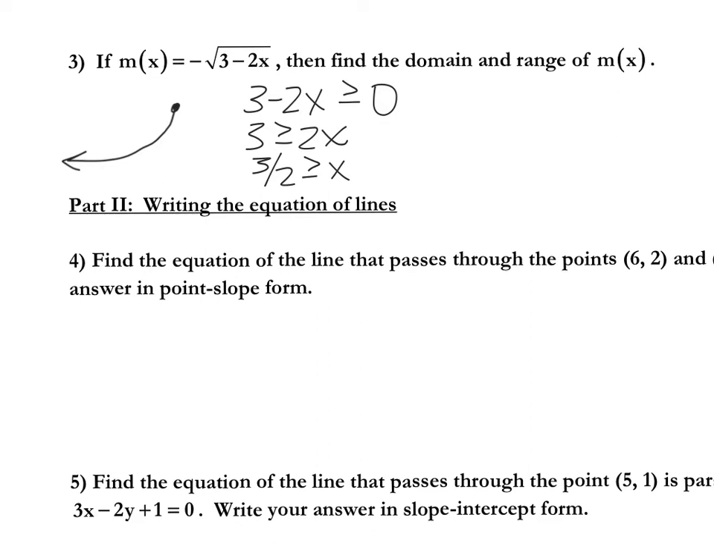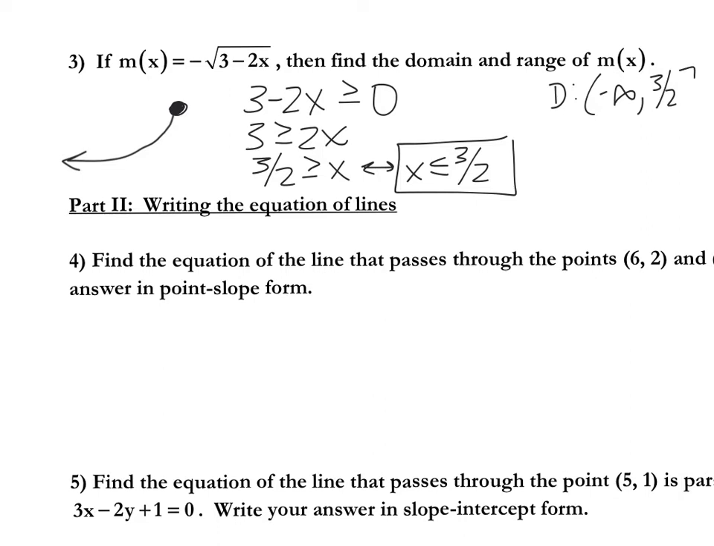And remember your inequalities. Doesn't this mean that x is less than or equal to 3 over 2? This means the same thing, but it's written in a different way. This is our domain. That means that this x value right here is 3 over 2, and it goes to the left forever. So I think that means that the domain is from negative infinity up to 3 over 2 bracket.